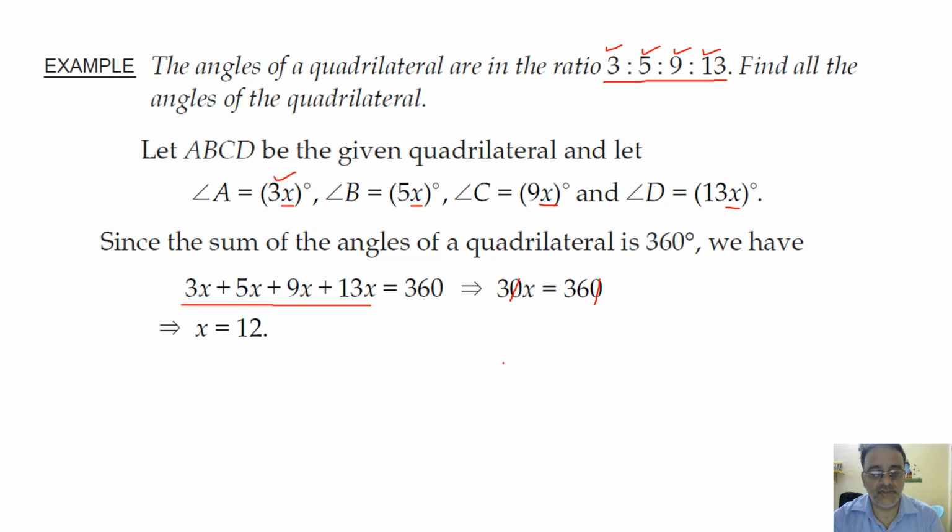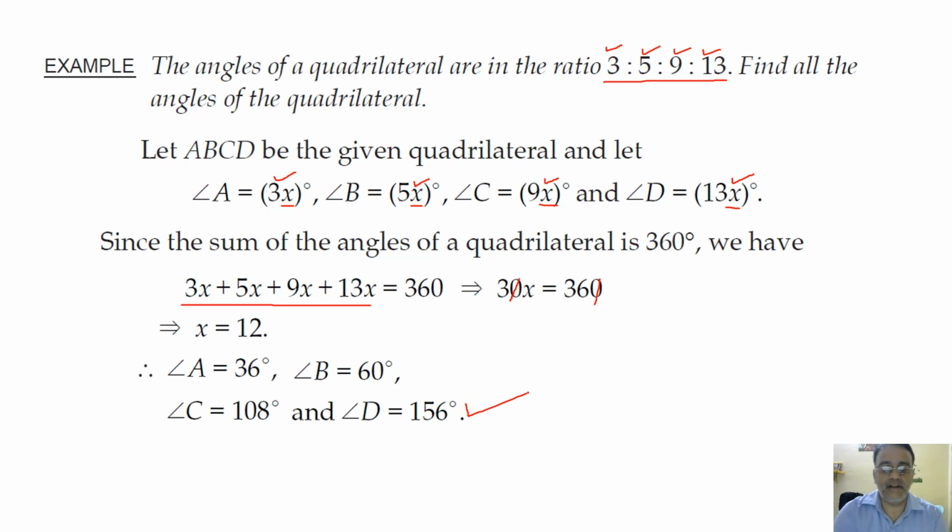Angle A, 3 into 12, 36 degrees. If you substitute here, 5 into 12, 60 degrees. If you substitute here, 9 into 12, sorry, 9 into 12, 108. If you substitute here, 13 into 12, 156, right? So we'll get angle A 36, angle B 60, angle C 108, and angle D is equal to 156 degrees. Okay, so now we are moving towards the next section, revision section, properties of parallelogram.